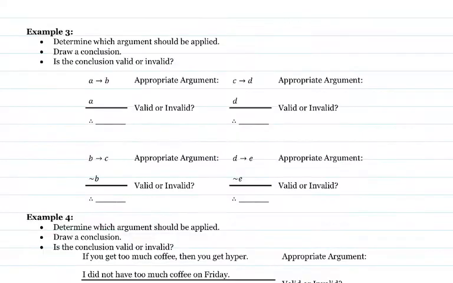So looking at these next examples, essentially what you're doing is looking at what the second premise is, and then figuring out what argument we're using and if it's valid or not. So we have if A then B. We're given the premise A. This is our law of detachment, and so we can conclude B. That's valid.